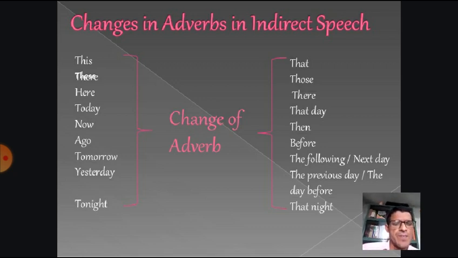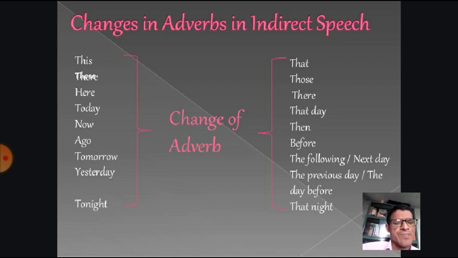So this is ago. As I have just said, ago can be changed into before. In the same way, if in the direct speech tomorrow is there, then tomorrow should be changed into following day or next day. So either you can write or say following day, or you can also say next day. So this is about tomorrow.